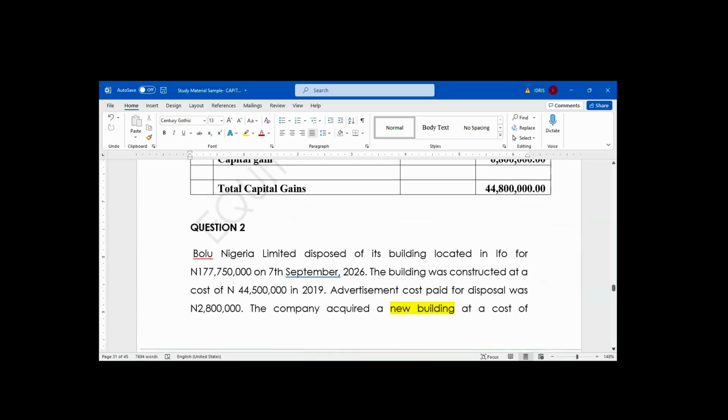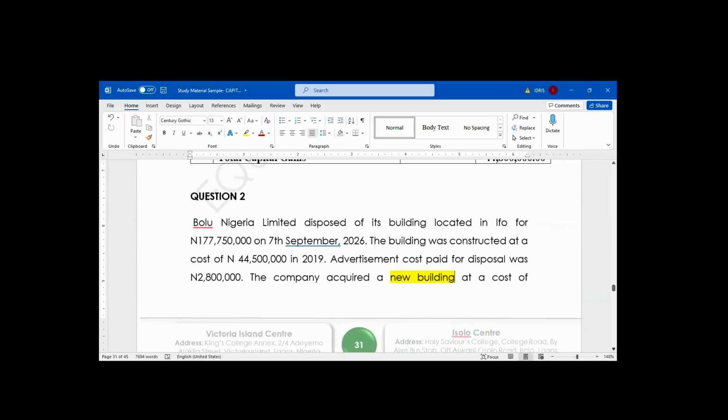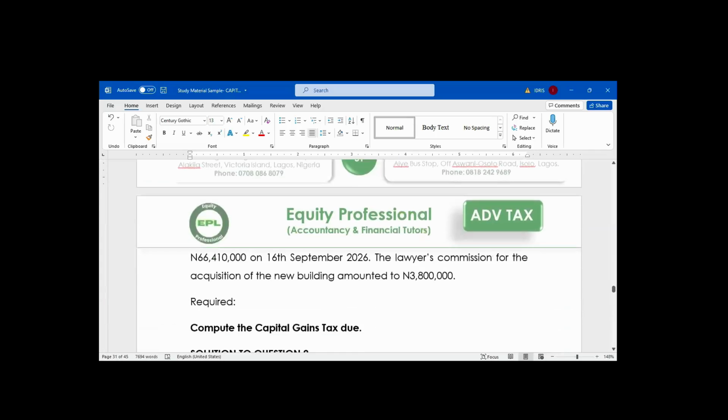What type of rollover? It's partial rollover because the amount reinvested is less than the sales proceed of the old asset. How much is the sales proceed of the old asset? 177. So it's partial. So let's go and solve the question.